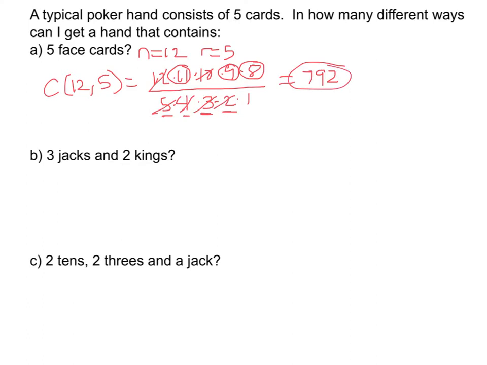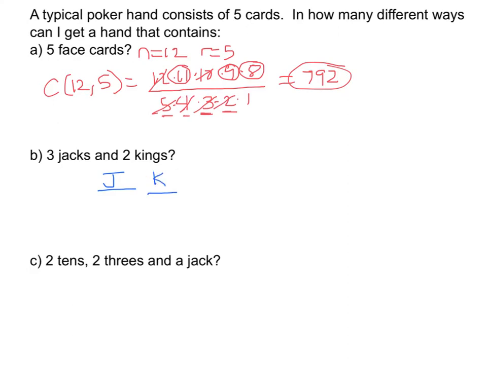Now, here it gets a little more complicated. It says, in how many different ways can I get a hand that contains 3 jacks and 2 kings? Well, in order to do this problem, we need to understand, again, you're looking at all the cards in front of you, and you're really only looking at the jacks and the kings. Everything else fades away. And so what happens essentially in this problem is that we end up with 2 different tasks. The first one says, we need to choose our jacks. That's the first task. And the second task is we need to choose our kings.